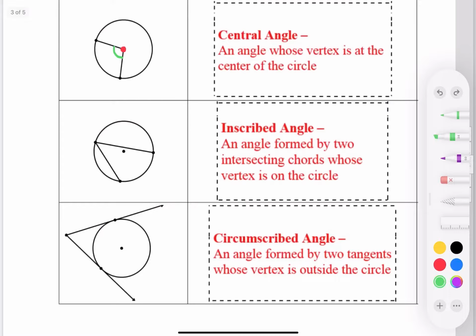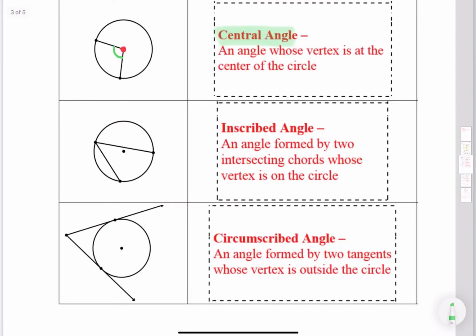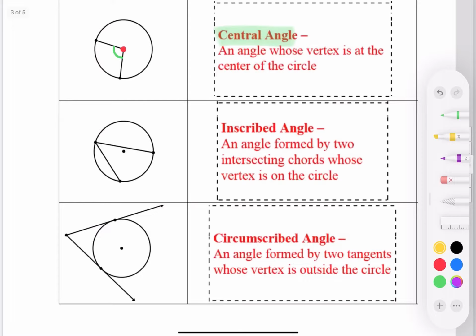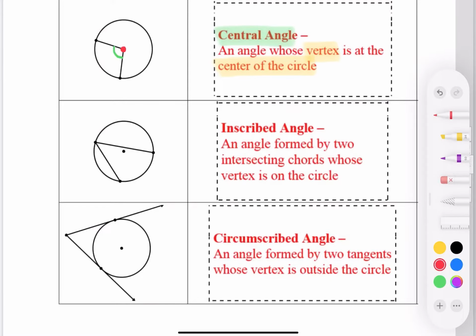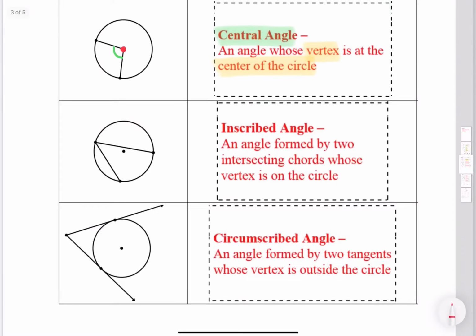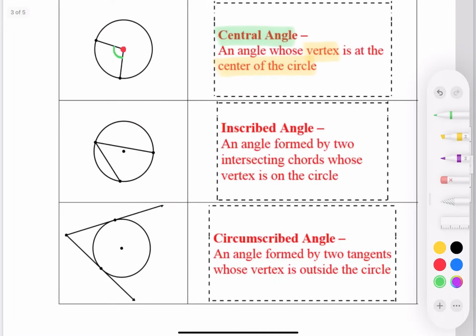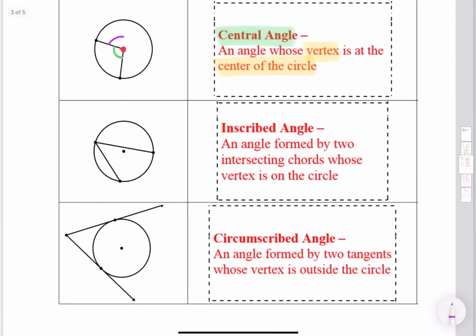So again, a central angle is basically an angle whose vertex is going to be at the center of our circle. And we could see that right over here on the left. So we see that the center is this point in red, and then we have an angle that is formed, and that's going to be a central angle. Now this central angle happens to be an acute angle here. Now we could have an angle that is greater than 180 degrees, so we could technically have a central angle over here.